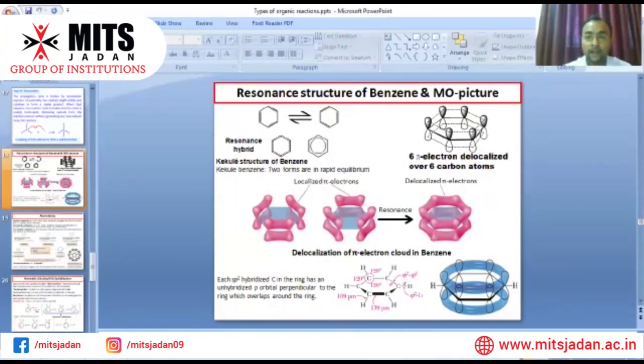the delocalization of the pi electrons is represented as a cloud in the benzene. Each carbon in the benzene ring is sp2 hybridized, and the unhybridized p orbital is perpendicular to the ring, which overlaps around the ring. The bond angle of the carbon-hydrogen and the carbon-carbon in the benzene molecule is 120 degrees, and these are the sp2 hybridized orbitals. Here you can also see the blue electron clouds are above and below the benzene molecule, which is a planar molecule. So that is the aromatic molecule.